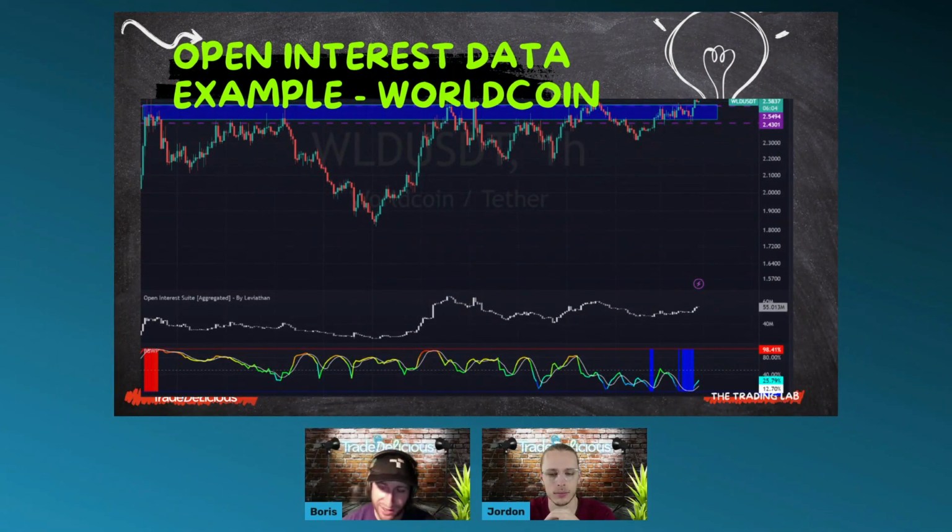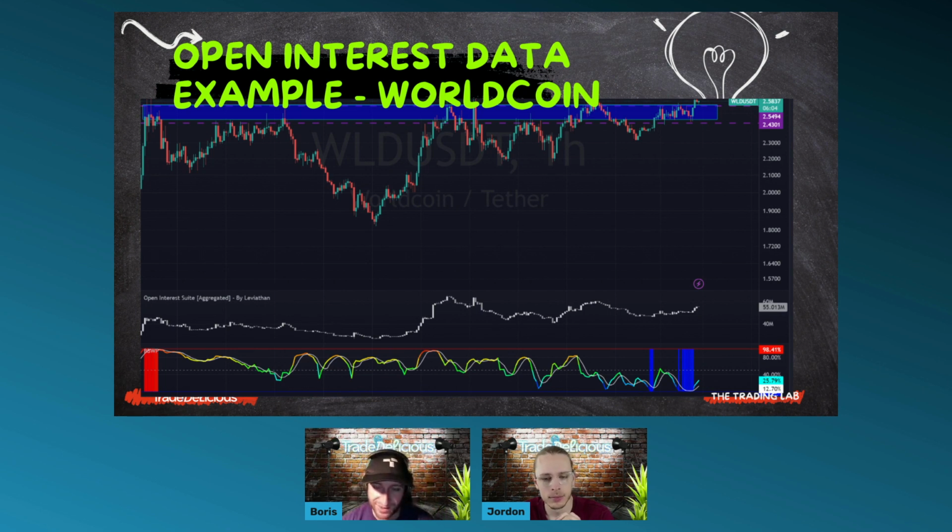Once again, this is WorldCoin, and I wanted to show this because this was an actual trade that I was in late last week. We can see that WorldCoin's kind of coiling up, forming higher highs and consolidating almost in a range. The range is getting tighter and tighter. Eventually, this does break out to the side.